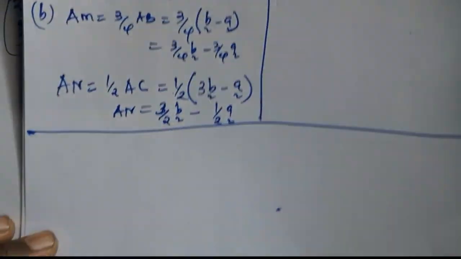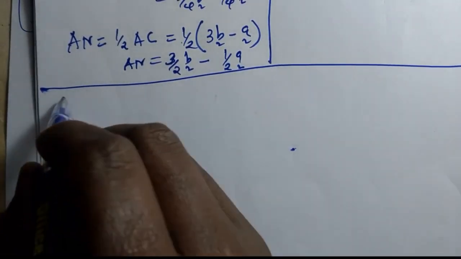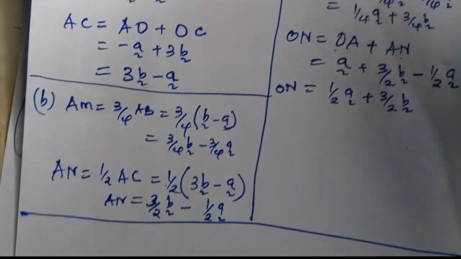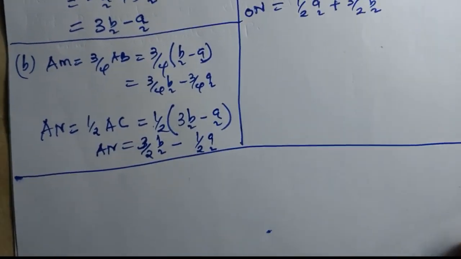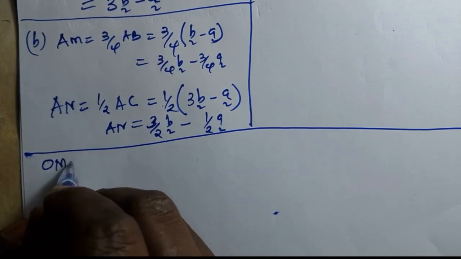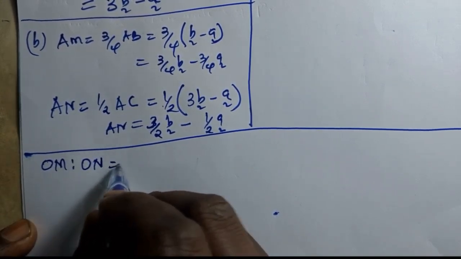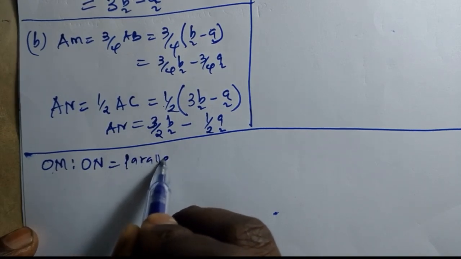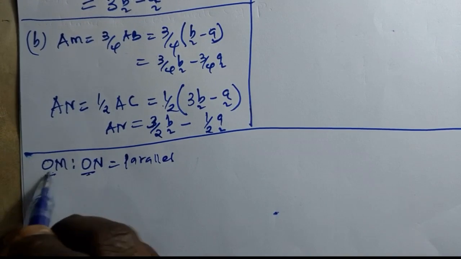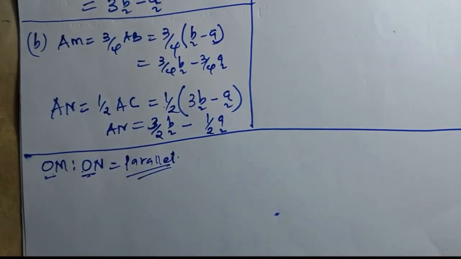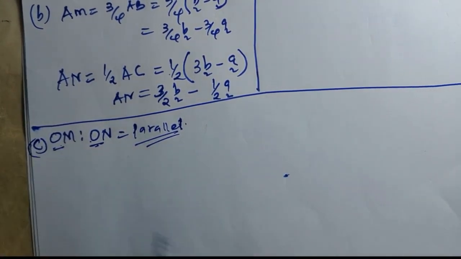So next is part C, to show that OM and ON are collinear. I have explained how to show collinearity: we must show that you can express one in terms of the other, which means they are parallel, and they are sharing a point, and you can see that they are sharing point O. That one is obvious. So first, the task is to show that they are parallel. That's what we want to show. Let's show it now.